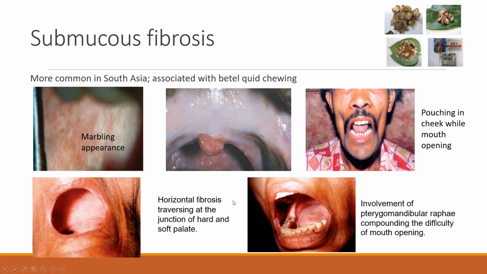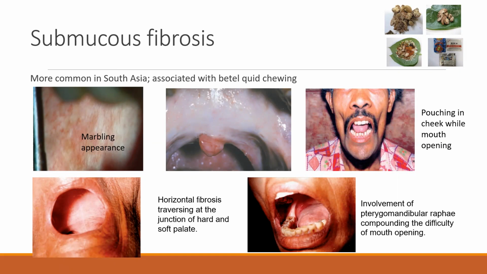And when you try to palpate inside the oral cavity, you have horizontal fibrotic bands which traverse the palate at the junction of hard and soft palate. And when the patient attempts to open his mouth, he cannot open his mouth entirely because there is involvement of the pterygomandibular raphe, because of which there is increased fibrosis and there is no more flexibility. Patient can't open his mouth.